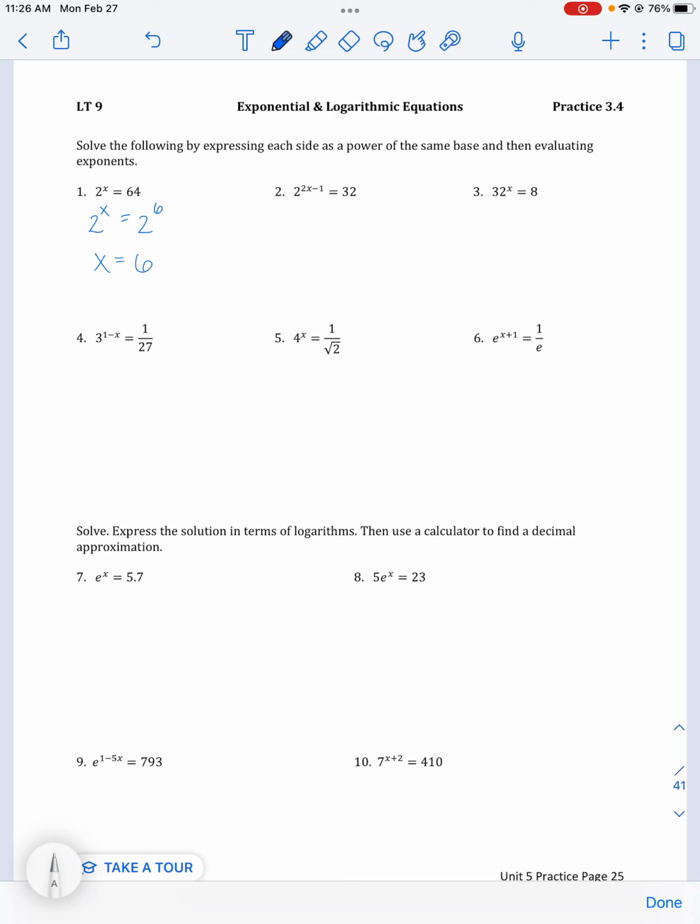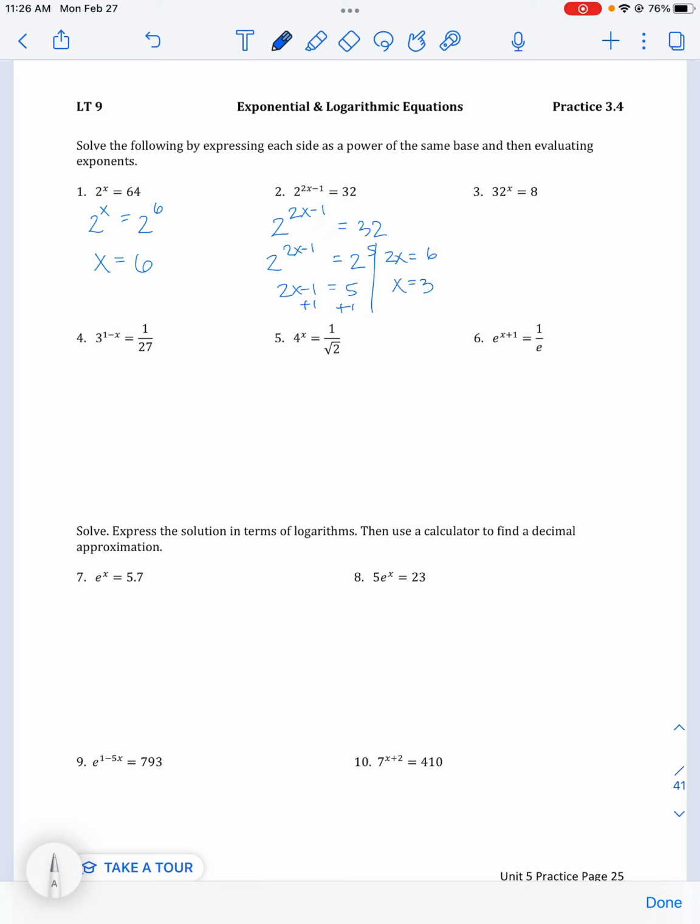I'm going to use getting the base to be the same on each side and then evaluating the exponents. So 2 to the 2x minus 1, I want to get 32 to be 2 to the what? So that would be 2 to the 2x minus 1 equals 2 to the 5th. So 2x minus 1 equals 5. If I add 1 to both sides, I get 2x equals 6, so x equals 3.